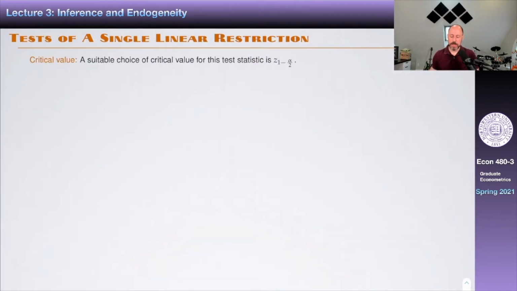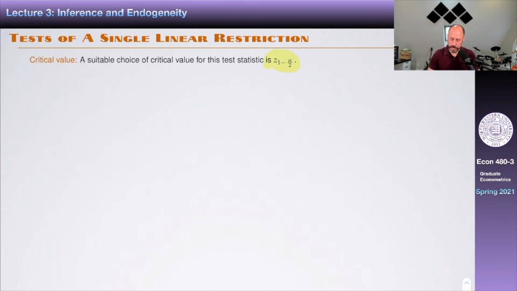So what's the critical value? Well, we need to choose the critical value so that the test satisfies the properties that we want, which in this case is consistency in levels. What I wrote here is that a suitable choice of a critical value is just the 1 minus alpha over 2 quantile of a normal. Let's see why that is the case.